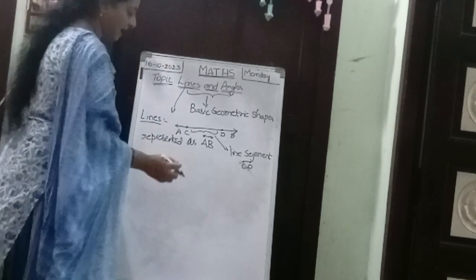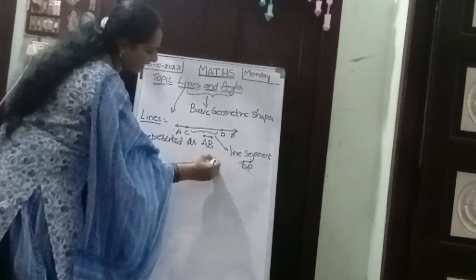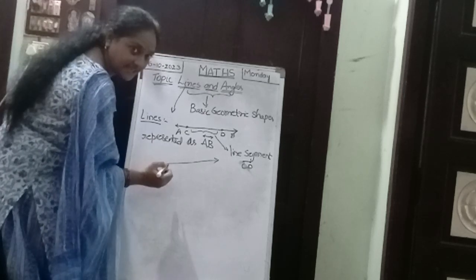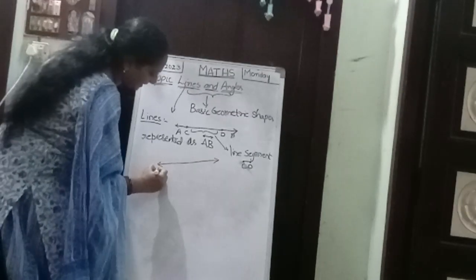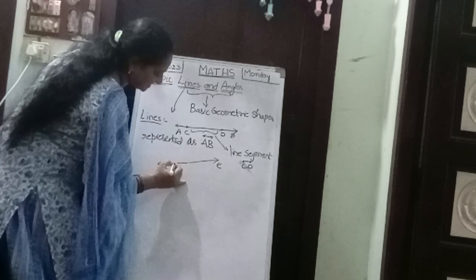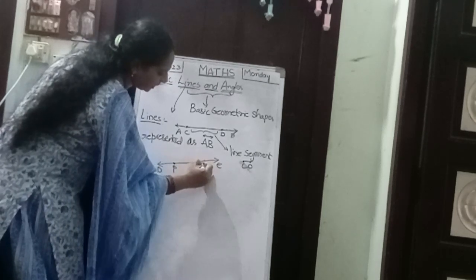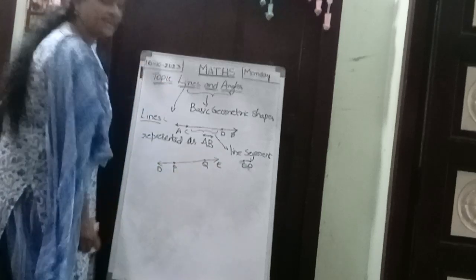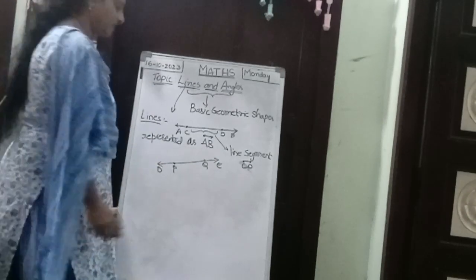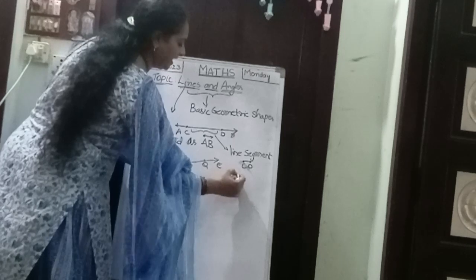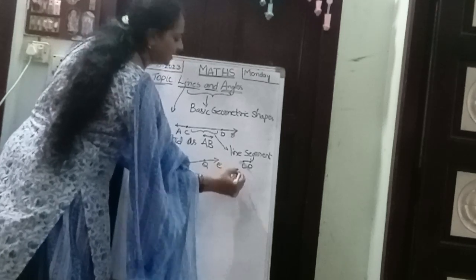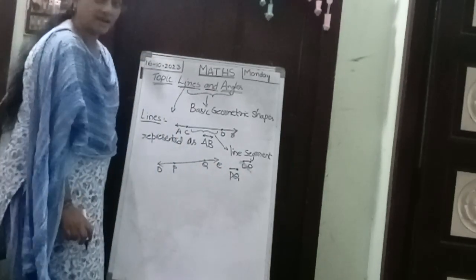Can you identify what is a line segment? Here I am drawing one more line. Can you identify the line segment, children? I am taking this as PQ. So what is the line segment here? Line segment PQ. PQ is the line segment, and it is a part of a line.